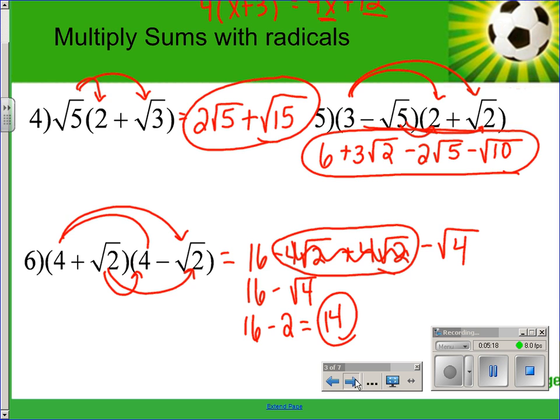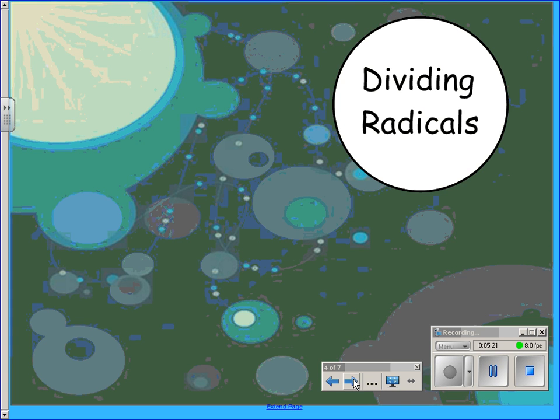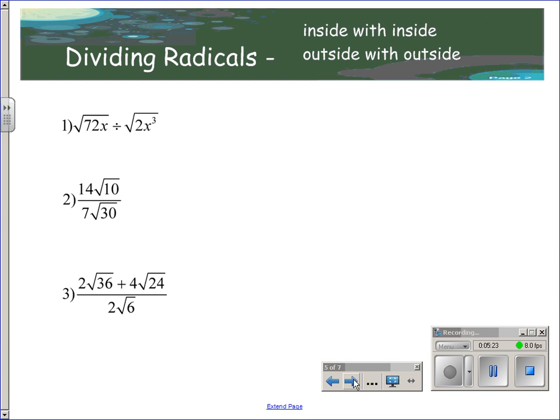Let's go on to dividing. Dividing is the same way, except for now we're dividing. What you're going to do is divide inside with inside, outside with outside, then simplify. So let's start with number 1. There's nothing on the outside, so we're going to divide the inside. 72 divided by 2 is 36. Now remember with exponents, what happens when you divide? You do what with the exponents? Right, subtract them. So you're doing 1 minus 3, which is -2.